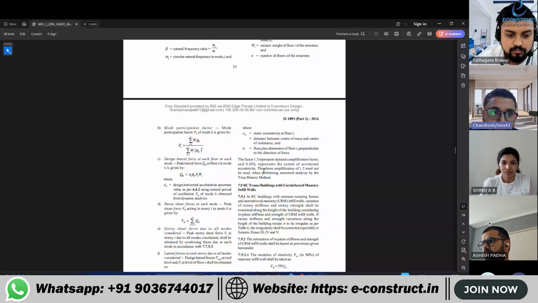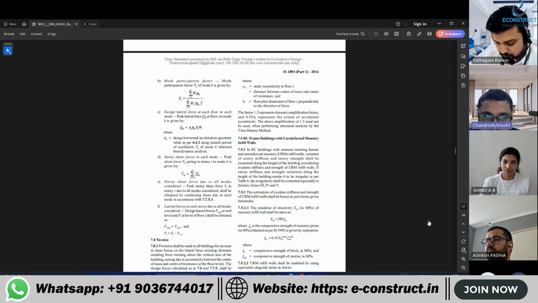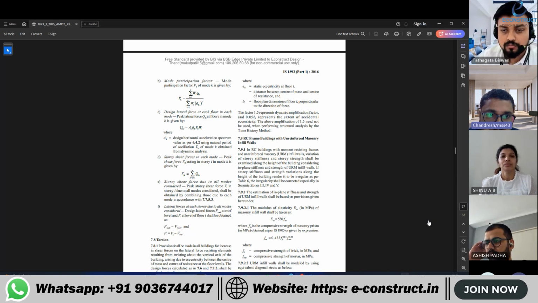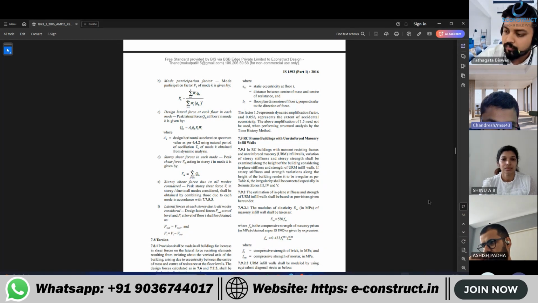E. Story shear force due to all modes considered. Peak story shear force Vi in story i due to all modes considered shall be obtained by combining those due to each mode in accordance with 7.7.5.3. F. Lateral force at each story due to all modes considered. Design lateral force F.